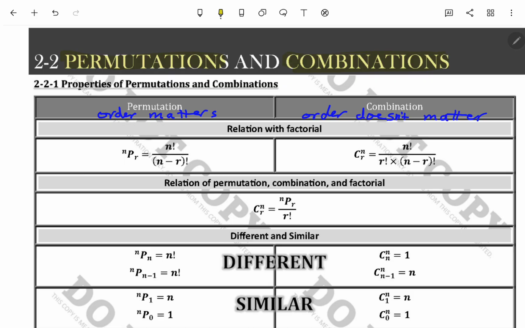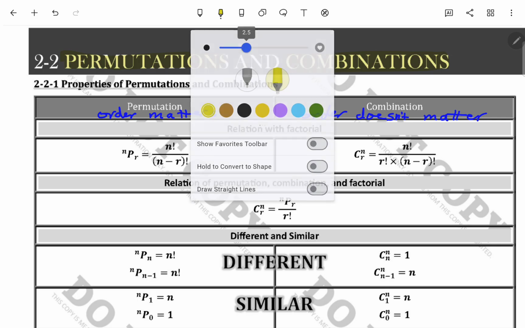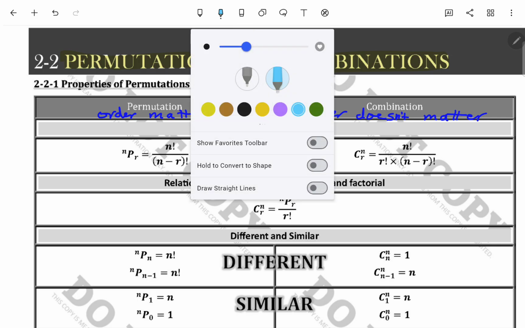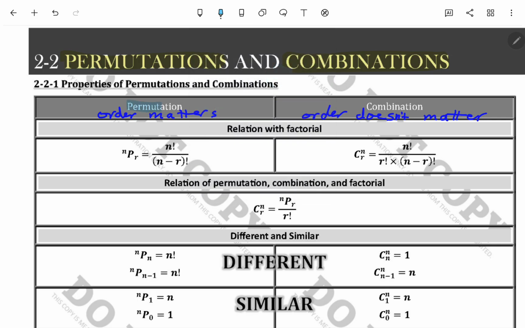Let's see the difference between them. First of all, in permutations, we are going to see that the order matters. And it means it is the number of choosing r things from n things with order.